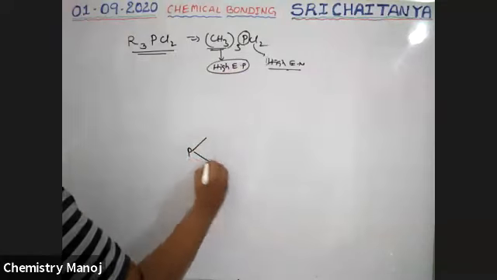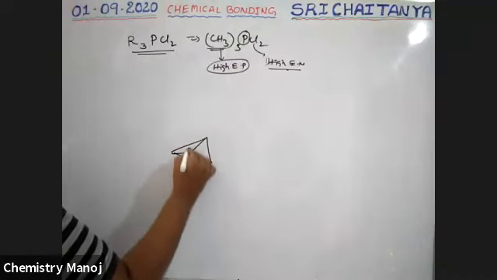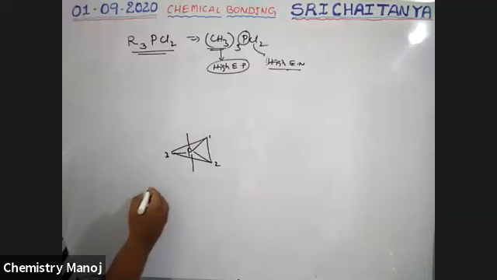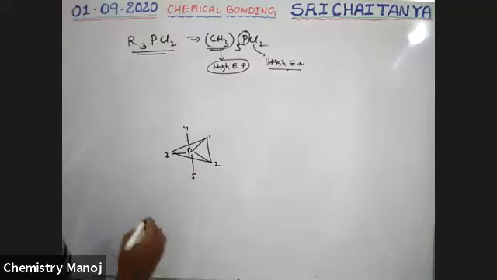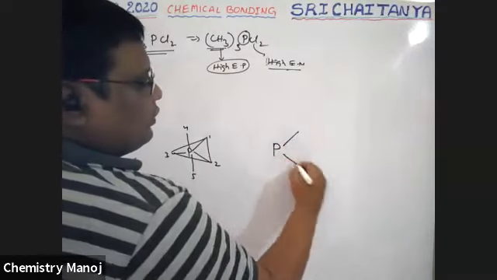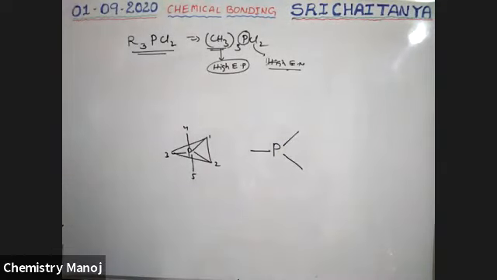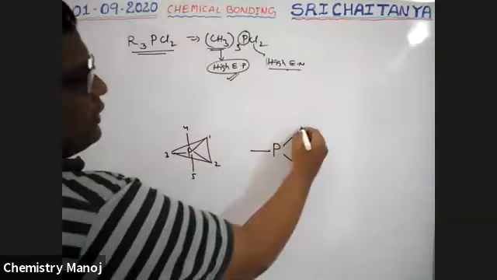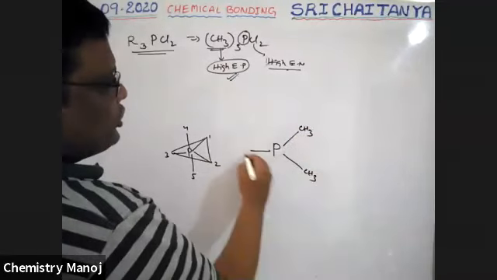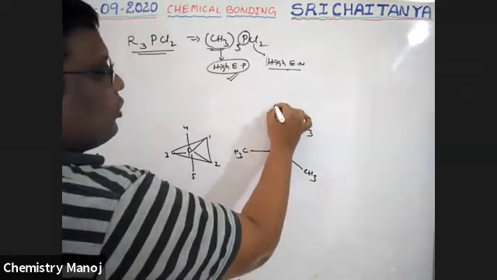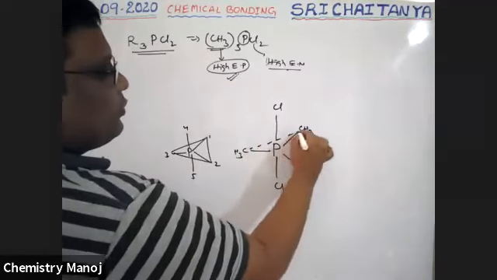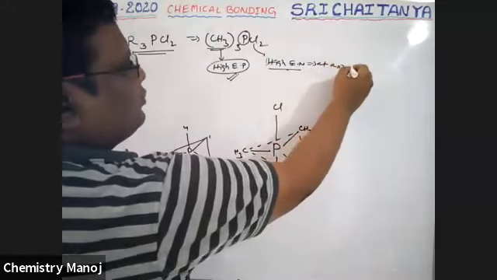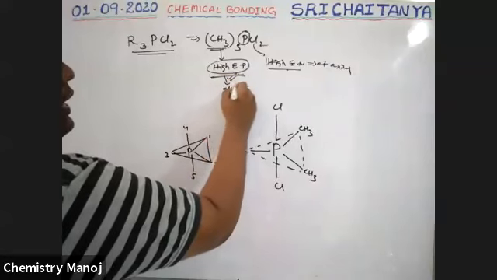Now phosphorus: these are the equatorial positions, boys. One is axial and another is axial. So here 1, 2, 3 positions are equatorial, 4, 5 positions are axial. These equatorial positions are occupied with high electropositive groups. That means three methyl groups are at equatorial position and two chlorines are at axial position. High electronegative elements at axial, high electropositive elements at equatorial.